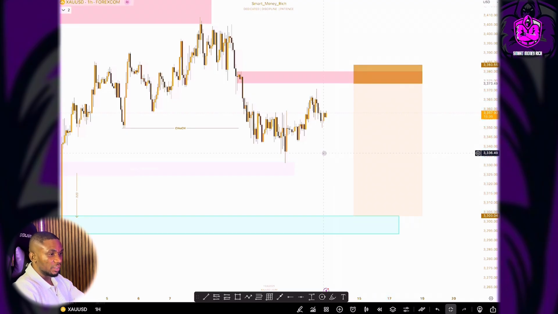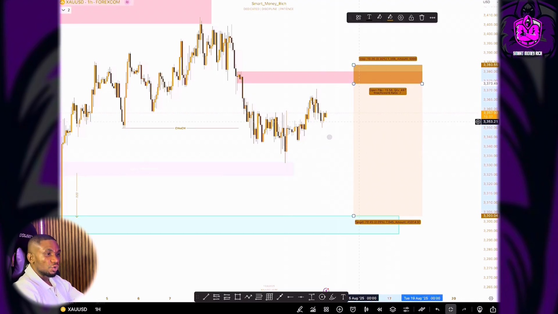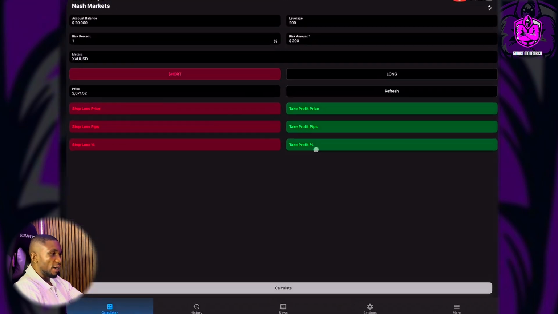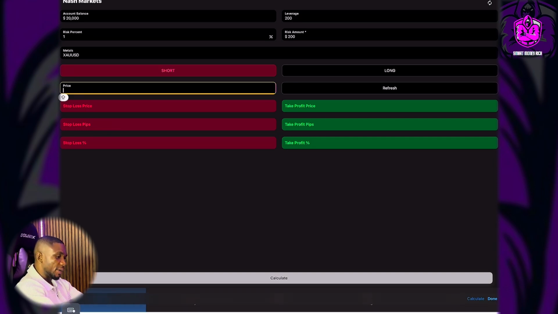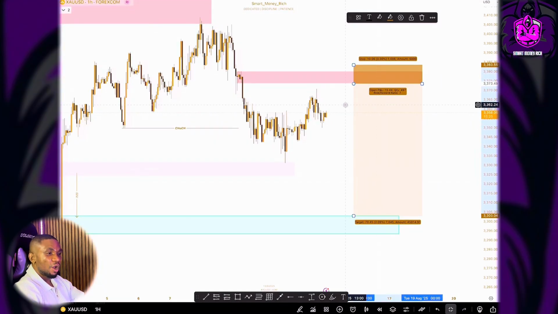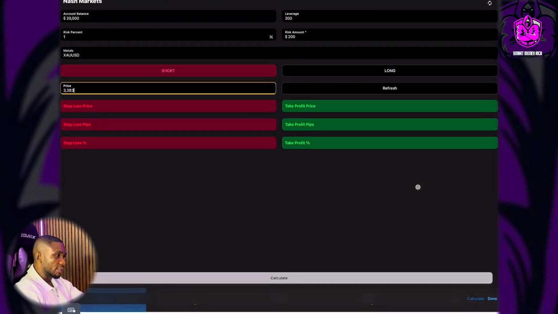So now we are going short, remember. My entry price is 3373.49. Put your entry price, and make sure it's correct. Always cross check. You see, I almost made a mistake here. So put 3373.49. And then here we are going to put the stop loss.